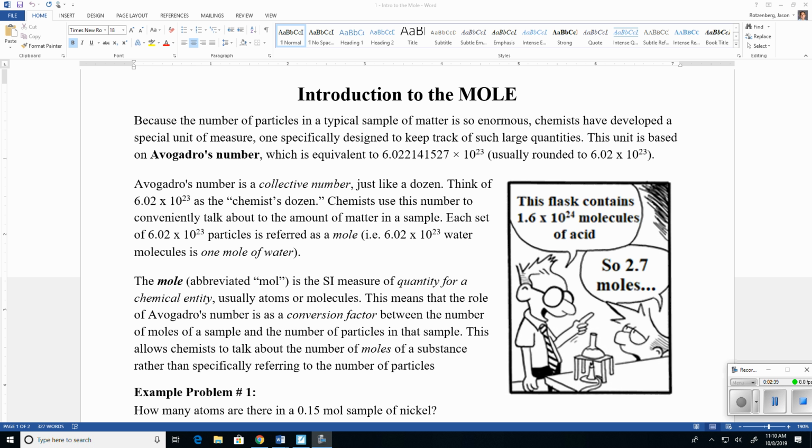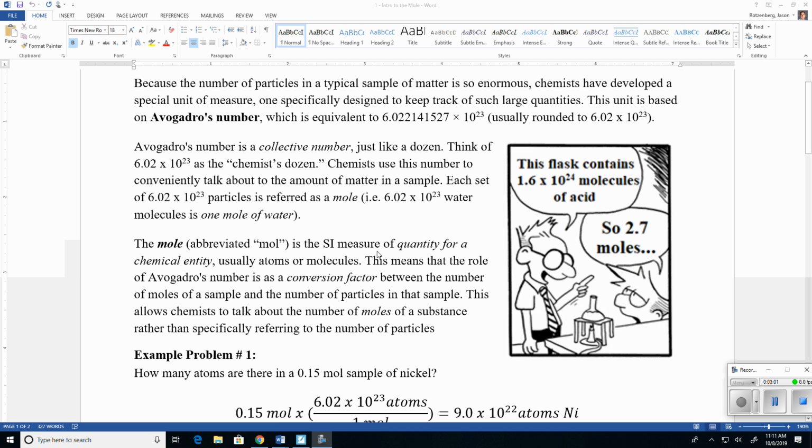Recognizing that a mole, as the second paragraph is talking about, is a chemist's dozen. When someone says there's a dozen of something, well, that's 12 of something. Well, a mole is 6.02 times 10 to the 23rd of something. So that's what the second paragraph is addressing. Finally, the third paragraph on here is mentioning that this is a measurement. This is a quantity for chemicals.